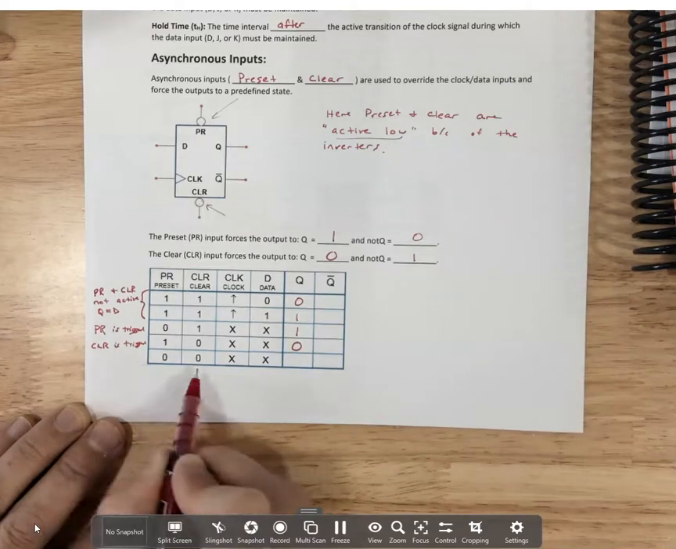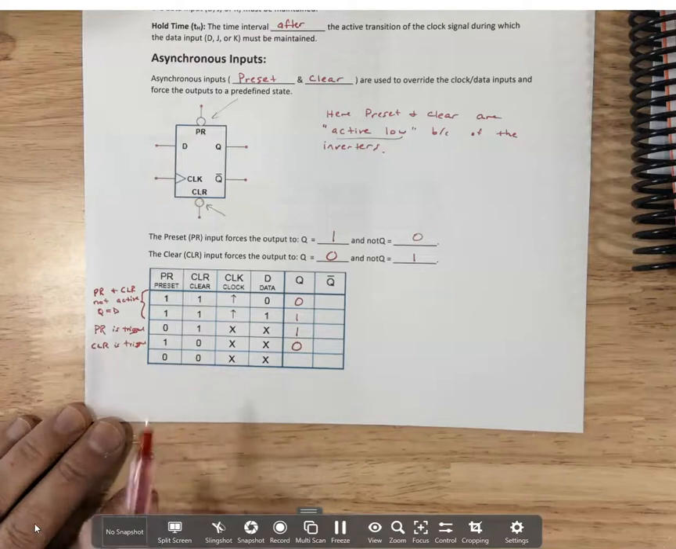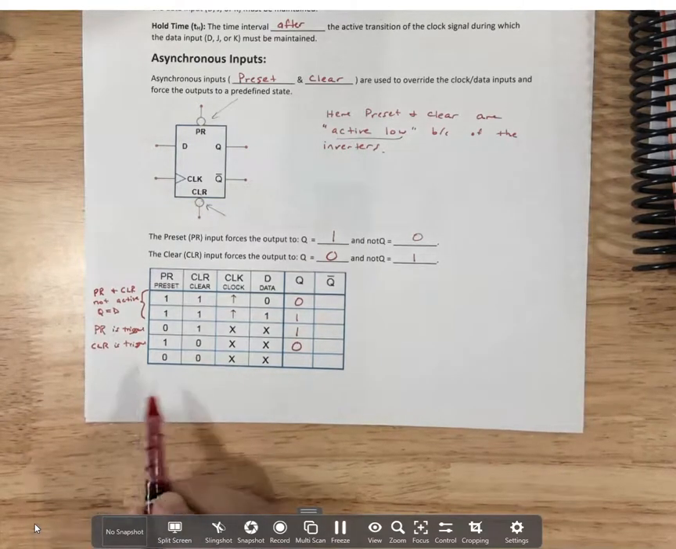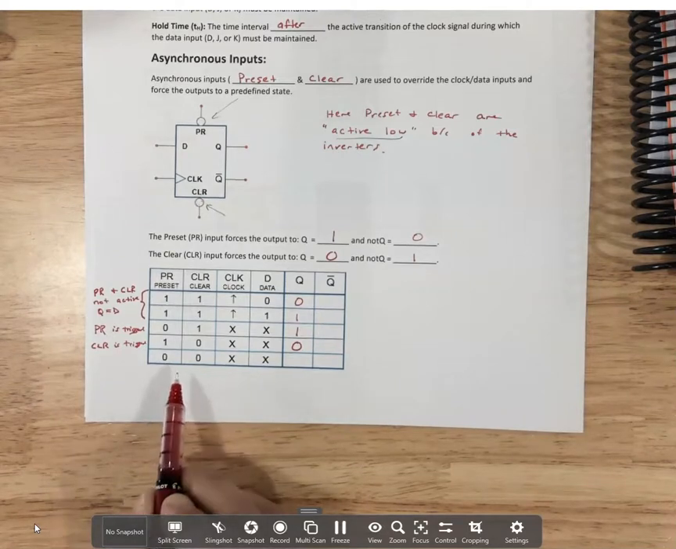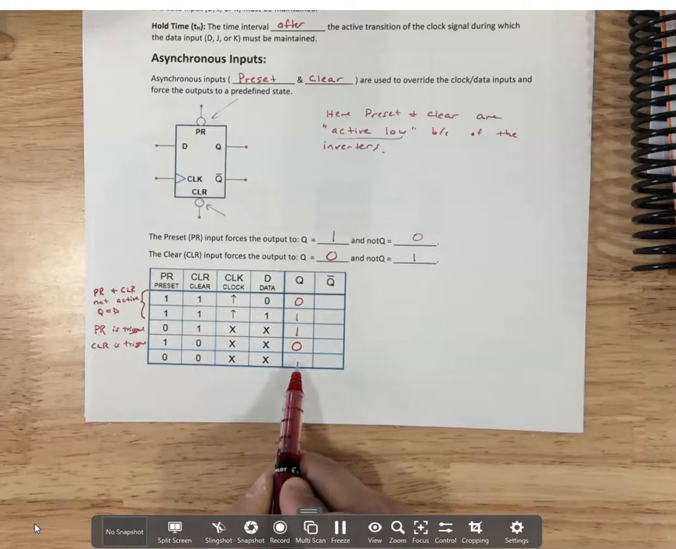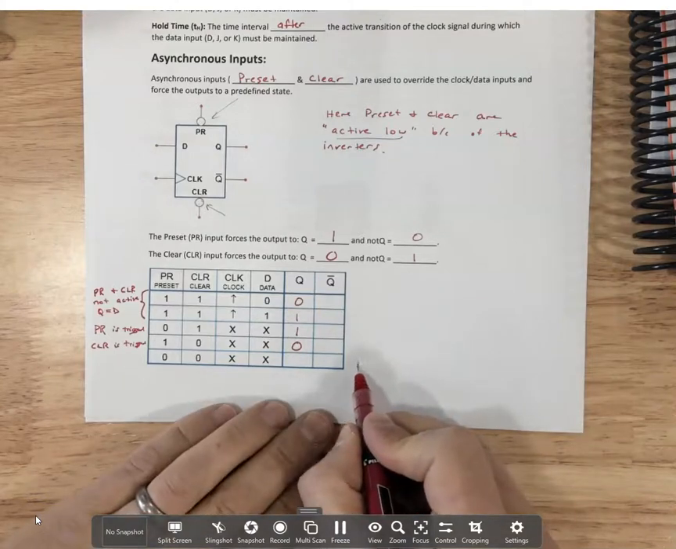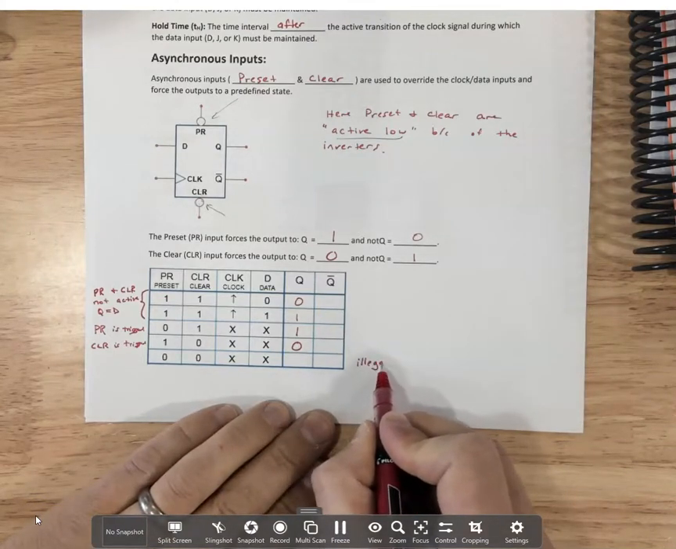And then this one, we have a problem. Preset and clear both being active low, we're trying to trigger both, which means preset is trying to make Q become a 1, and the clear is trying to make Q become a 0, and we're like, uh-oh, what do we do, right? And so this one is illegal.